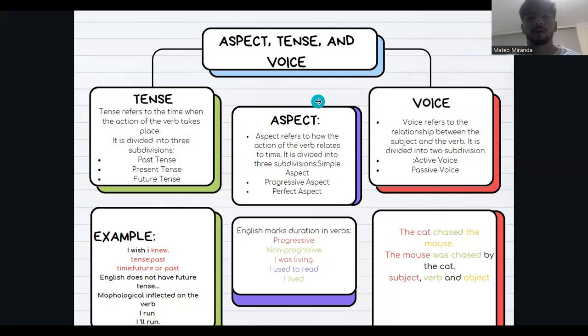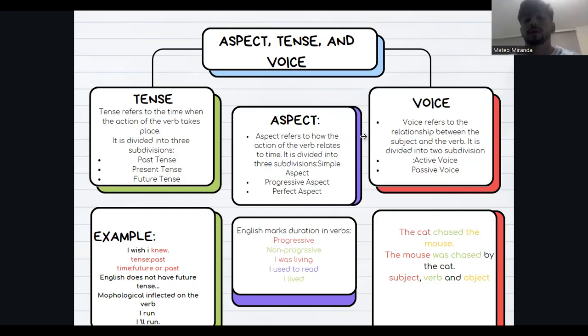So we're gonna talk about tense, aspect, and voice. In this mind map, the graded activity asks us to do. So first, I'm gonna talk about how the verb is the heart of the sentence. In some cases, the verb is the whole sentence. So it's important to know the importance of verbs.